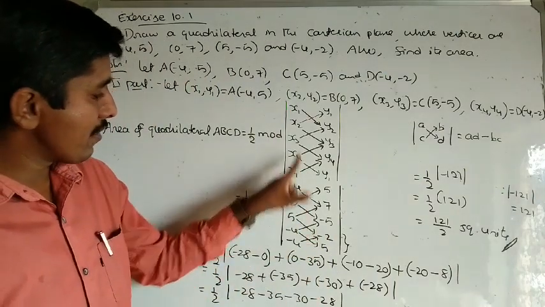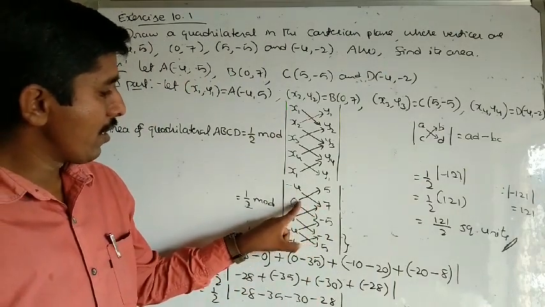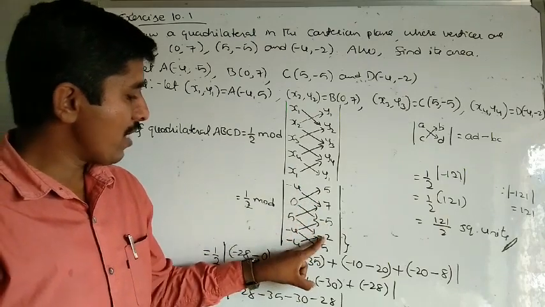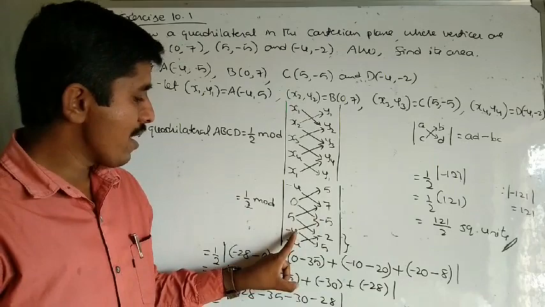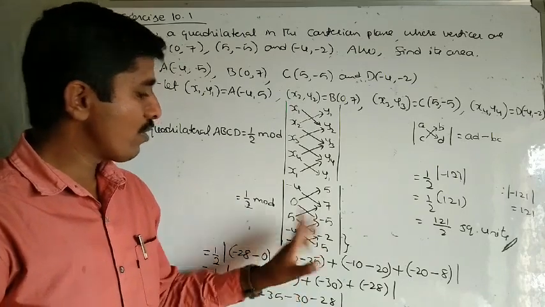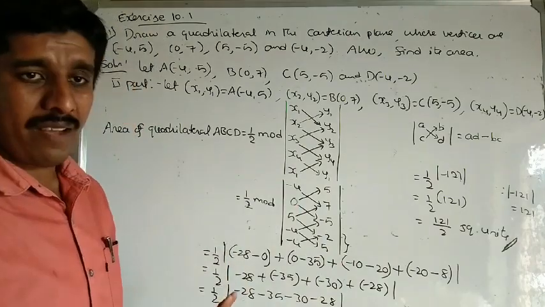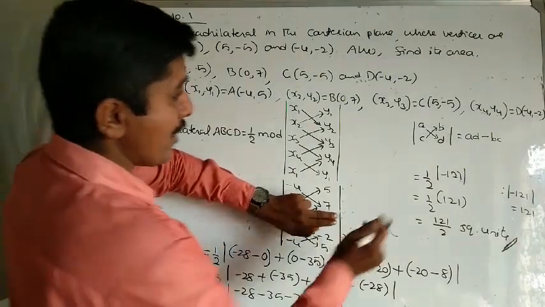Give arrow marks like this from left top to right bottom: 0 to 5, 0 to minus 5, 5 to 7, 5 to minus 2, minus 4 to minus 5, minus 4 to 5, minus 4 to minus 2. Now expand this. Half into modulus. How to expand, mind it, like this.